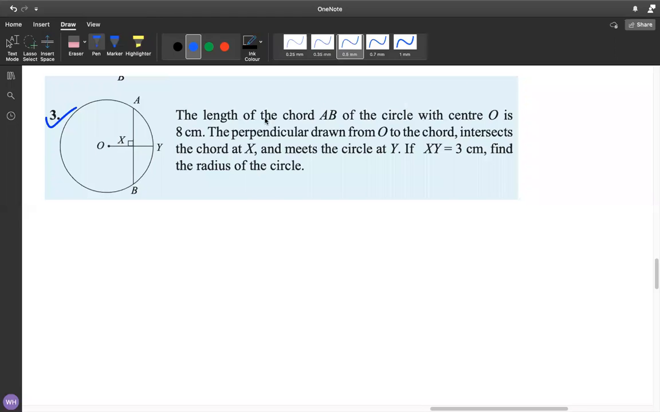Yes. Here the length of the chord AB of the circle with center O is 8 centimeters. So since it is 8, this is equal to this: 4 and 4. A perpendicular drawn from the chord intersects the chord at X and meets the circle at Y. If XY equals 3, find the radius. Who is XY? This is 3.